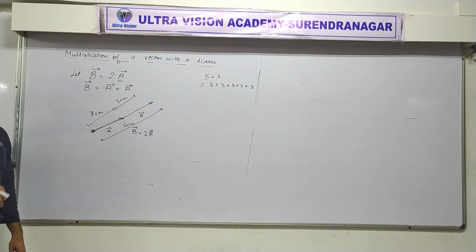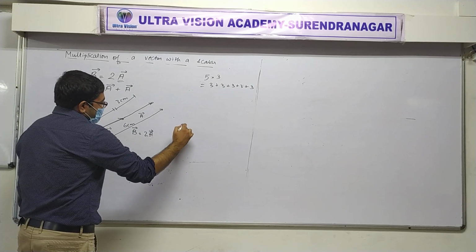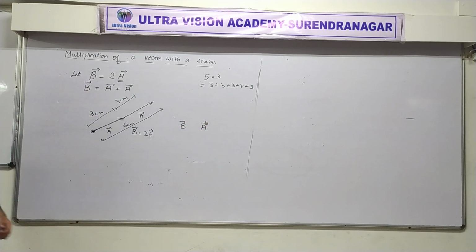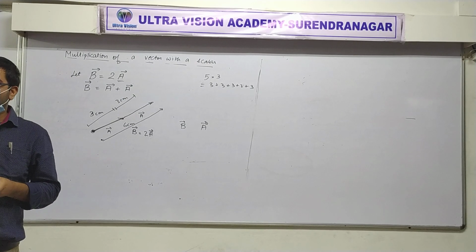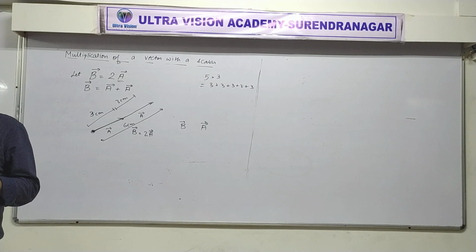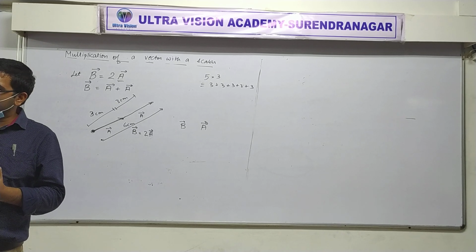One more thing. What can you say about the direction of b vector and a vector? Are they in the same direction, opposite direction, or different direction? Same direction. So which kind of vectors are they? Parallel vectors. Understood?